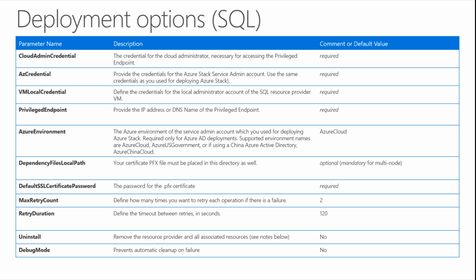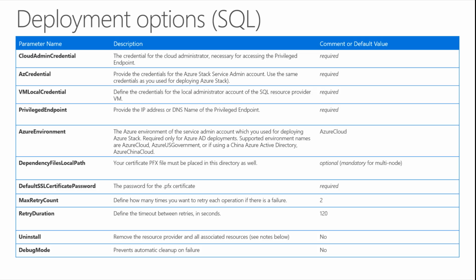For example, the cloud admin credential, the credentials required to access the privileged endpoint. Again, you should have those credentials. They would have been left behind by the OEM. And hopefully maybe you reset that password, which is a good best practice as well. But you need to have that. Then the Azure Stack admin account that you use for deploying Azure Stack. Quite often in a lot of environments, that will be the global administrator in Azure that was used for that. A VM local credential: you're defining these for the local administrator account, so you're making that up to whatever your standards are.